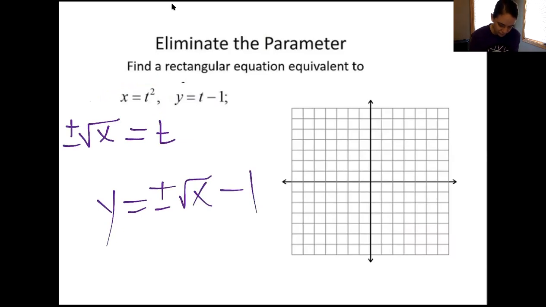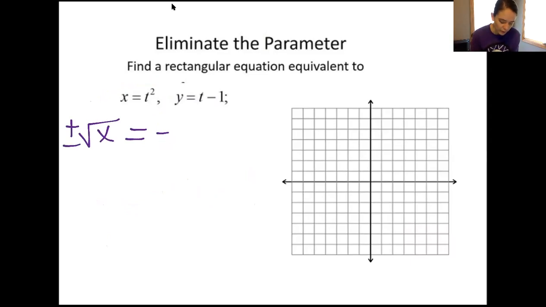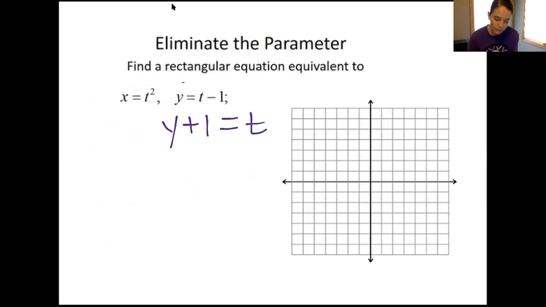So instead, we better use the y equation in order to solve for t and eliminate the parameter. So if we do that, we have y plus 1 equals t. Okay, and then if we take that and we throw it into our other one, we have x equals t squared.